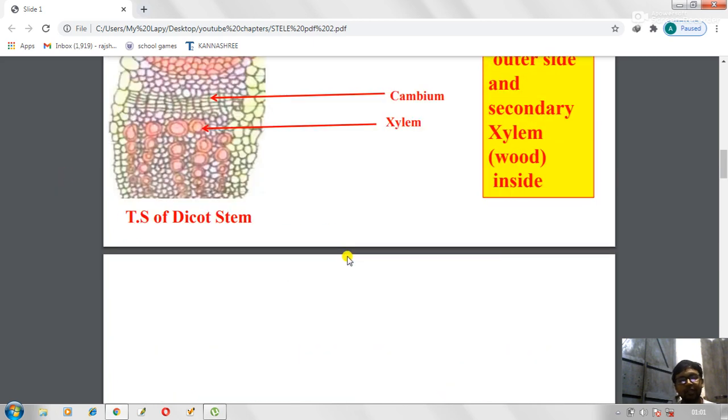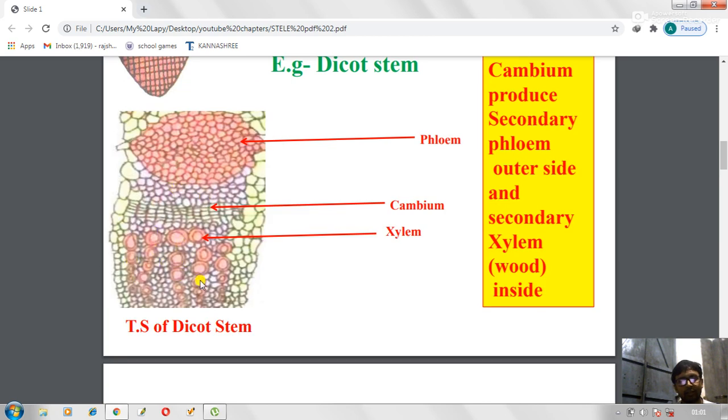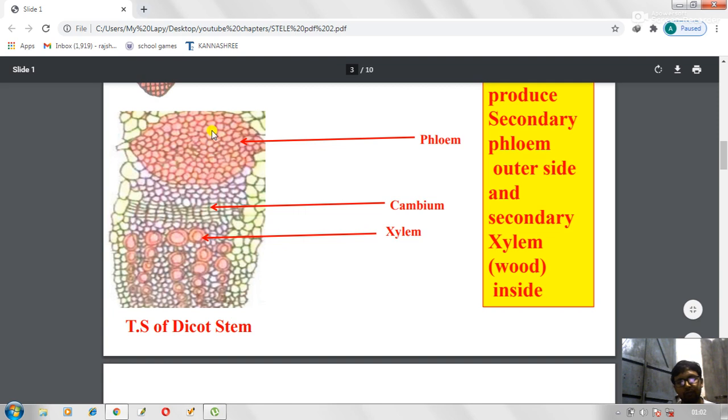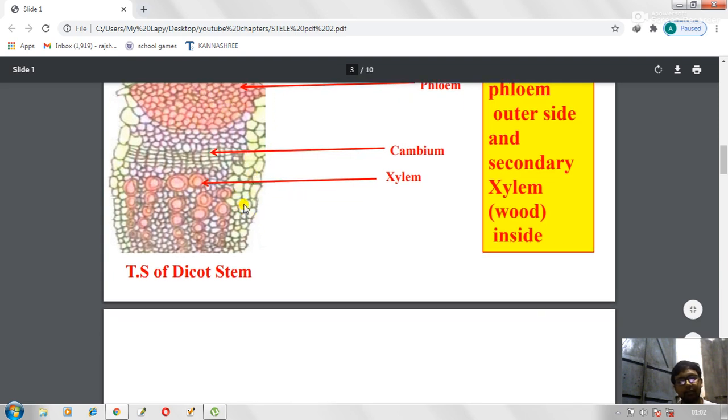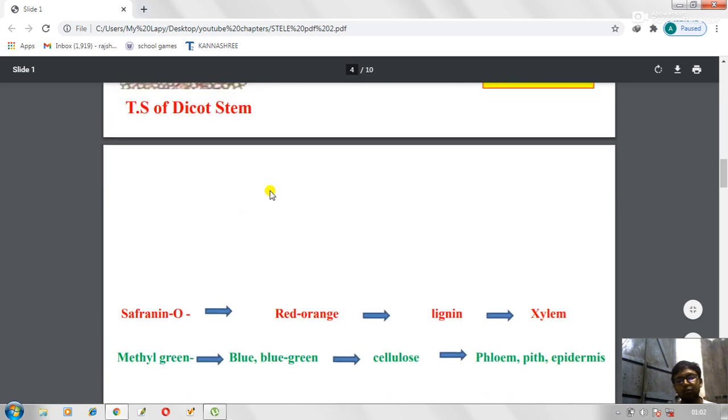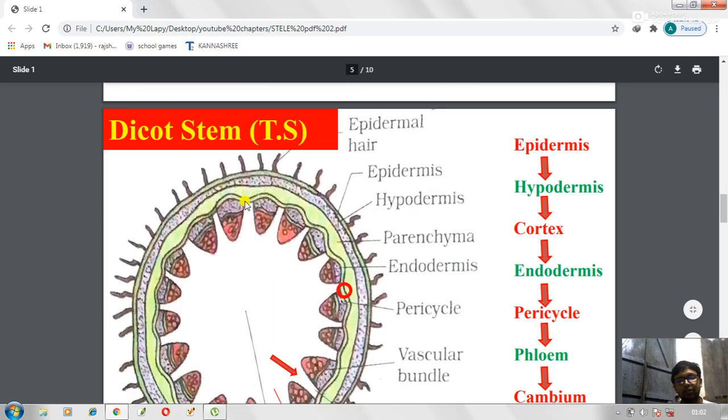To separate them, here you will see the red-colored tissue, the lignin-containing, suberin-containing, dead tissues, that is the xylem, stained by the red or orange colored stain, safranin, and the blue-green colored stain is taken by the living cells. Some part of phloem and all parenchymatous cells are blue-green in color due to this stain. So let's start the Dicot stem discussion.